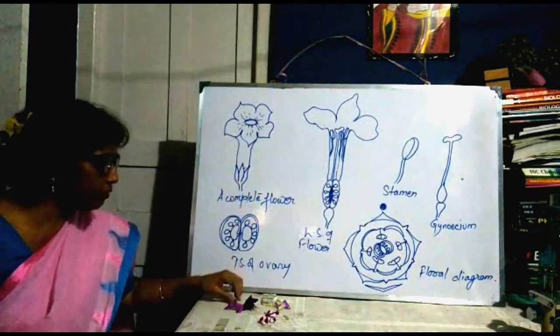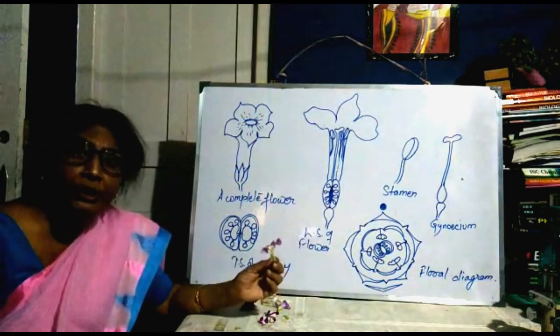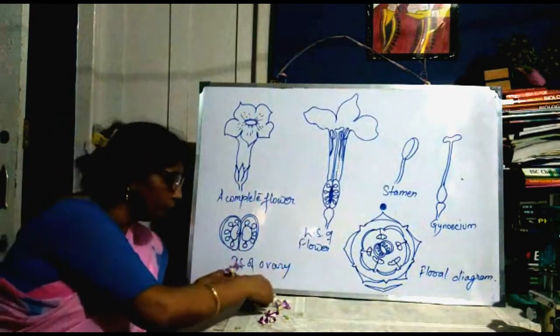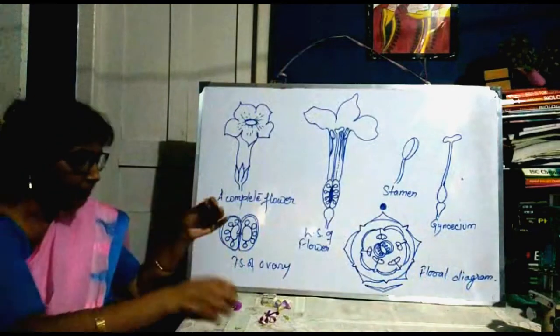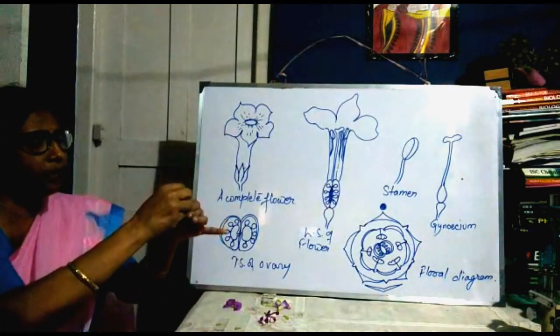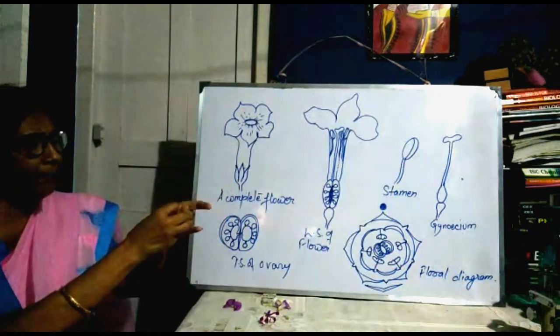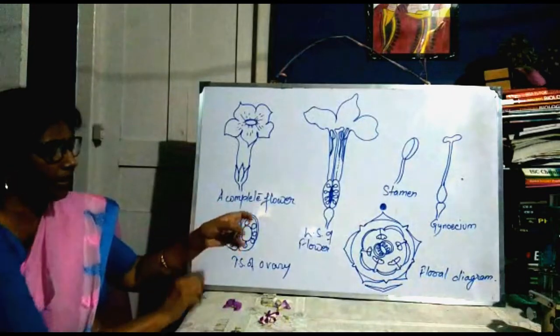Then the second question will be asked: do the LS of the flower and show it to the visiting examiner. Now what you have to do, you have to take a flower like this and do the LS of the flower. Directly you have to cut the flower longitudinally from top to the apex like this. You have to dissect the flower like this.